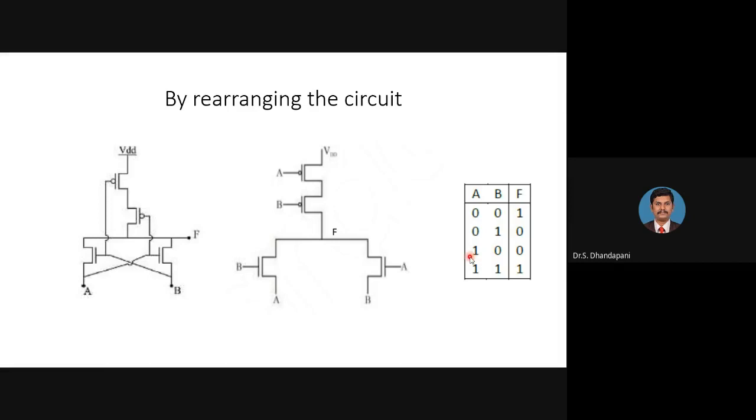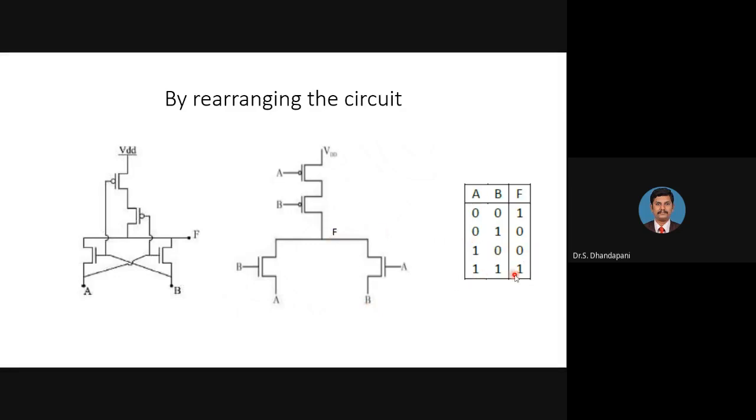Next, when A equal to 1, B equal to 0. A equal to 1 means this transistor is on. When this transistor is on, the B value is available in F. B here is available as 0. So this 0 is available in F. So for the third combination also the output is 0.